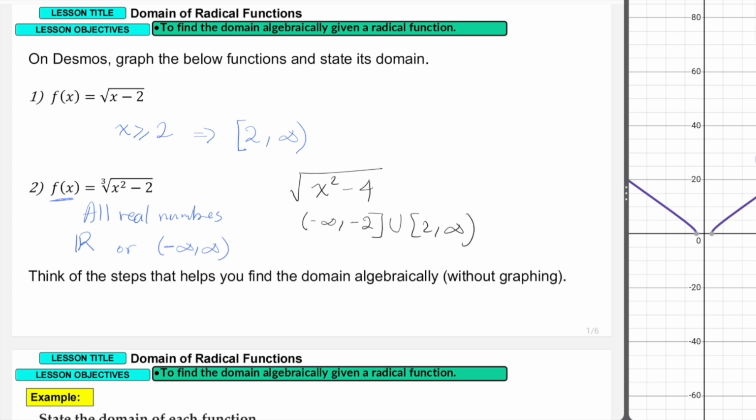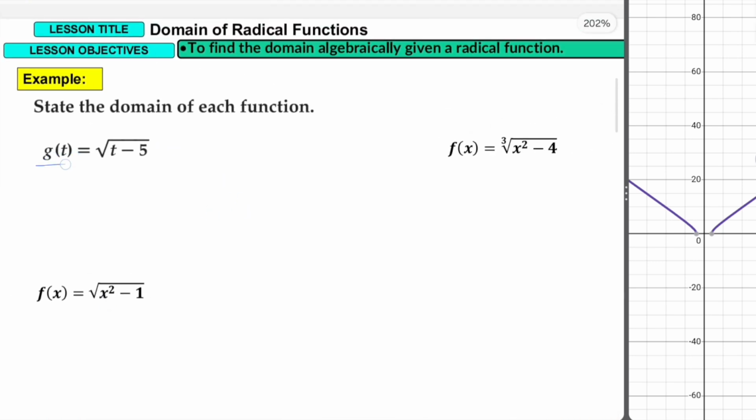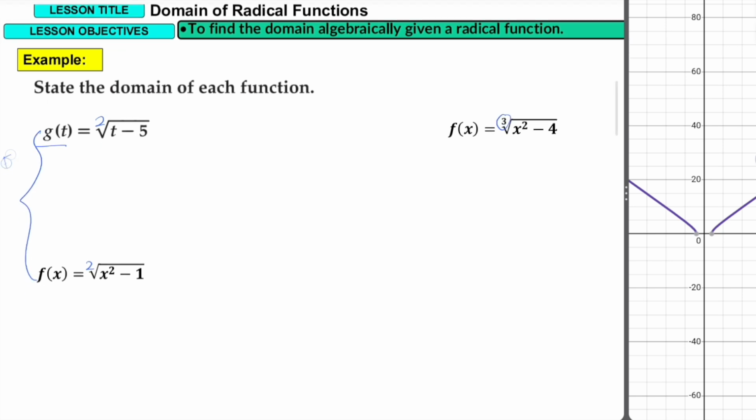So now we need to learn how I can find the domain of a radical function without graphing. If you look at this example, what can you notice about the difference between all three functions? You can tell me that this has nothing written here, which means 2. Also, this has nothing written here, which means 2, and this is 3. So we call these two functions even roots. It could be a square root, and for square root we don't write anything. It could be a 4th root or a 6th root. So even roots, and this is an odd root: cube root or 5th root or 7th root and so on.